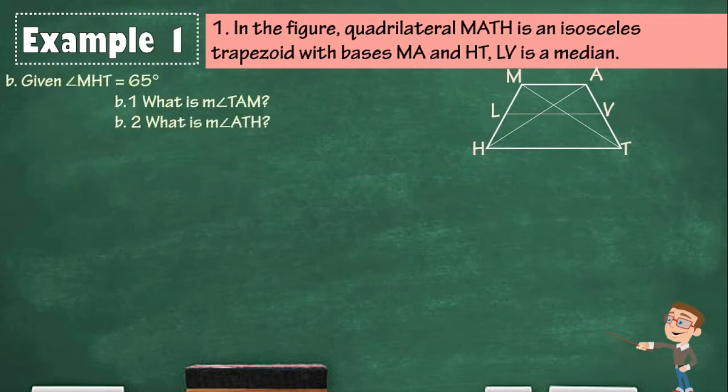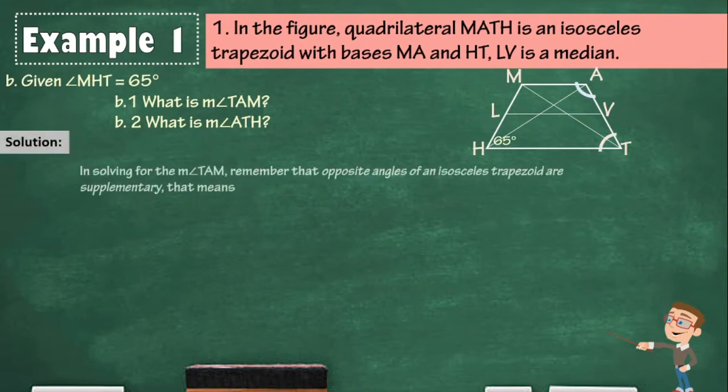Let us have letter B. Given the measure of angle MHT is equal to 65 degrees, B.1, what is the measure of angle TAM and what is the measure of angle ATH for B.2? To understand it better, let us label the figure.